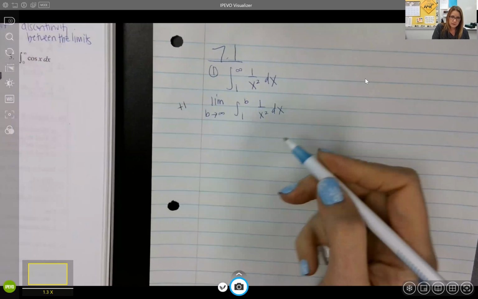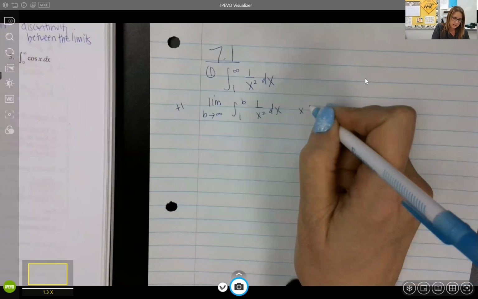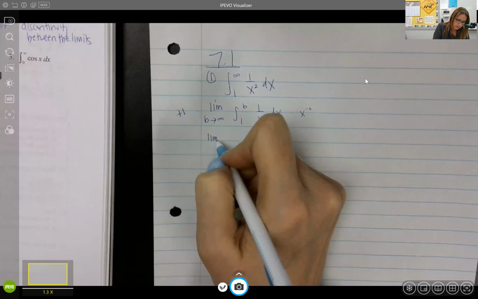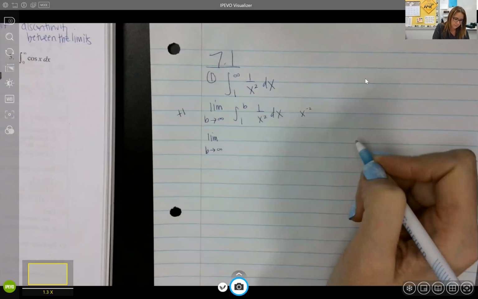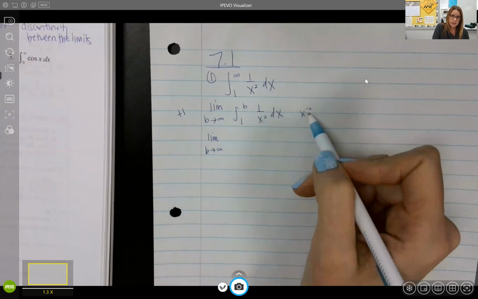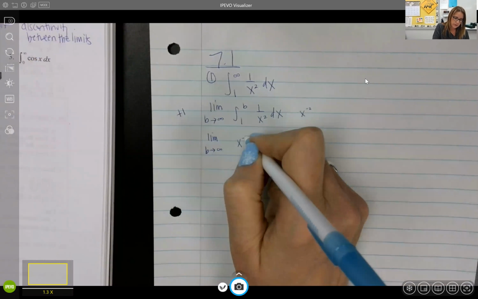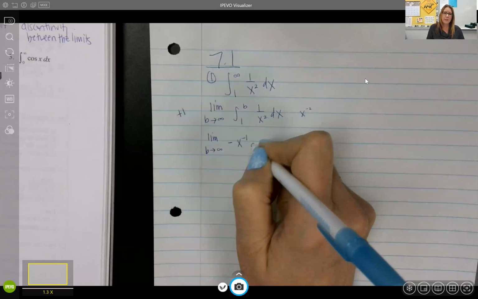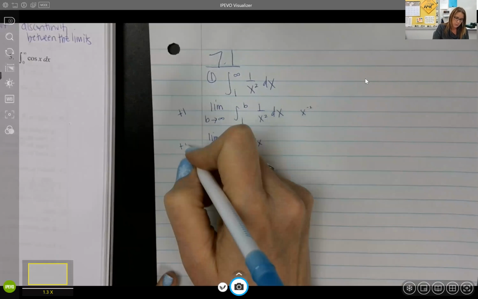So to do this integral, I have to look at this and say, okay, this is x to the negative 2, right? So I'm still going to write my limit. Every single time you are going to be writing the limits, okay? Now, I'm going to take the integral of this. So I add 1 to the power, and I get negative 1. And then I would divide by the negative 1, which is the same on this one as having that negative 1 out there, dx, right? That's your next point, okay?